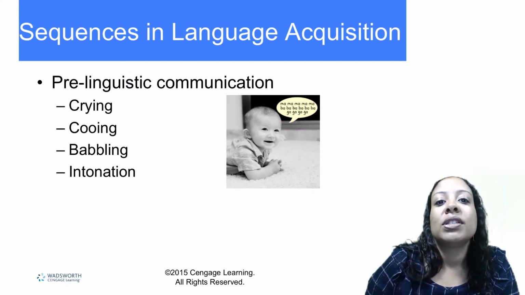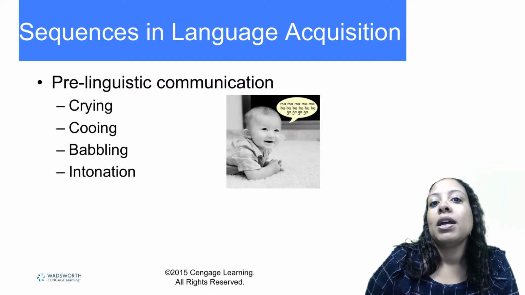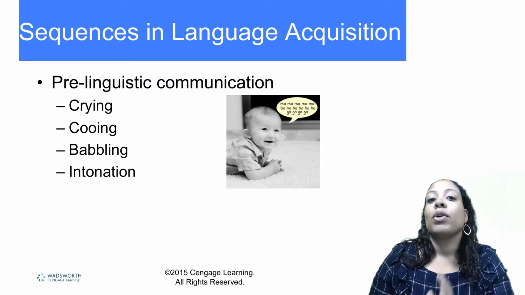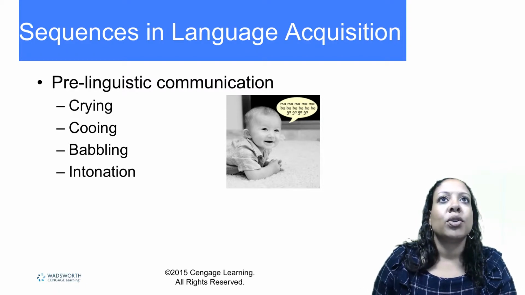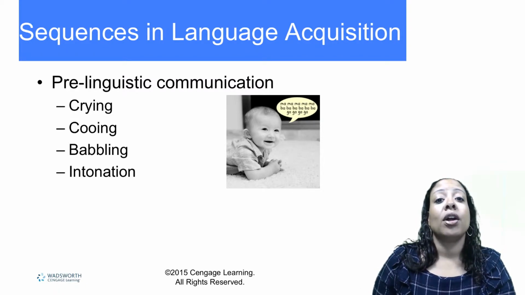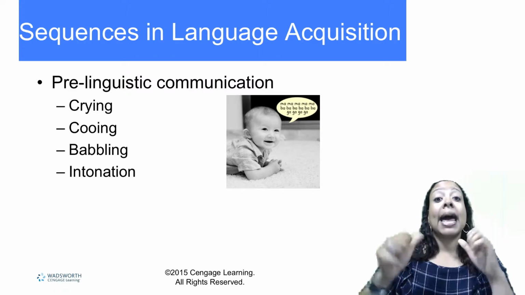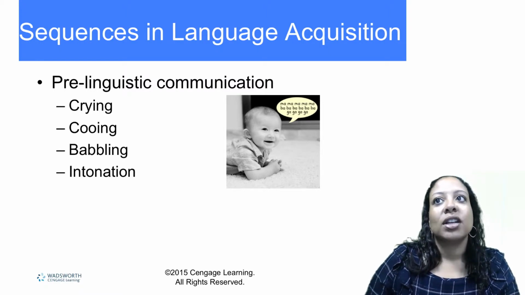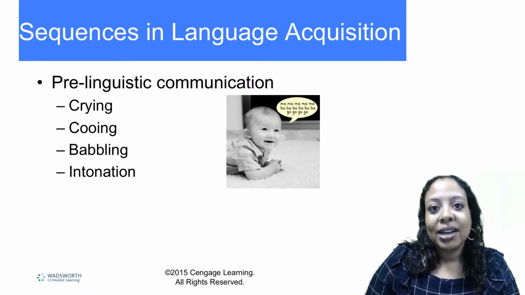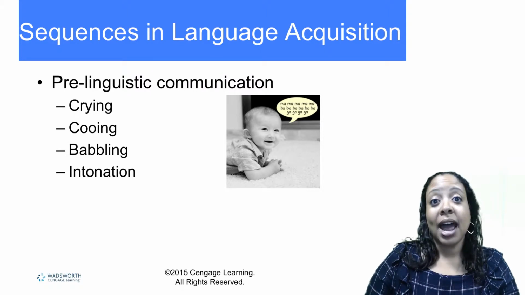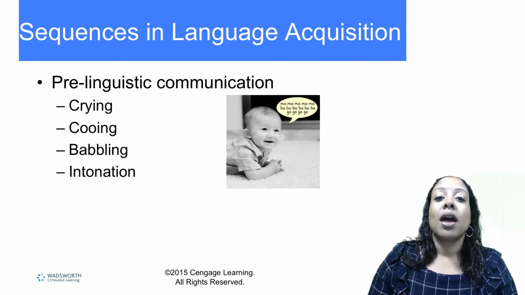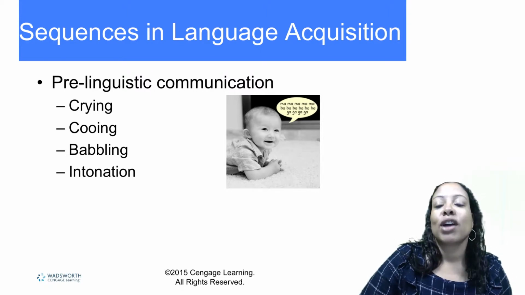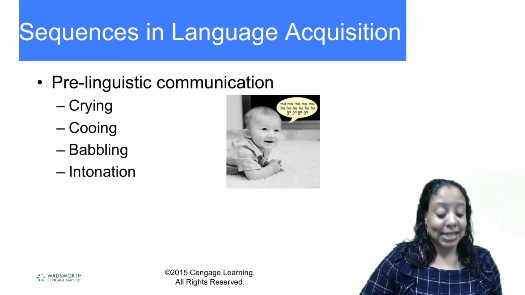So what is pre-linguistic communication? Before a baby learns what we consider language or spoken language, even not spoken language, because there are studies that show even children who have a hearing impairment and are eventually going to learn to sign still go through pre-linguistic communication: crying, cooing, babbling, and intonation. So those are different signs of pre-linguistic communication: crying, cooing, babbling, and intonation.